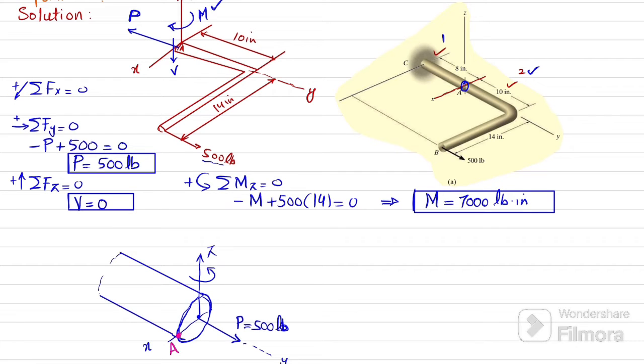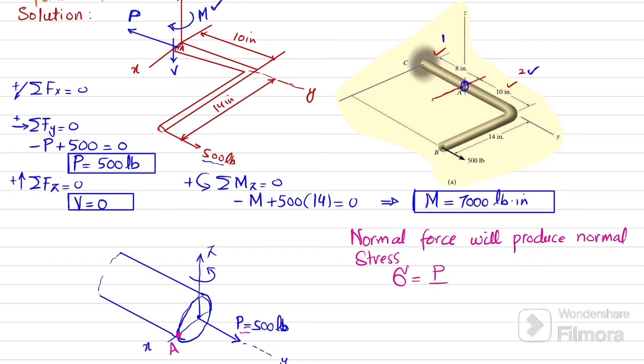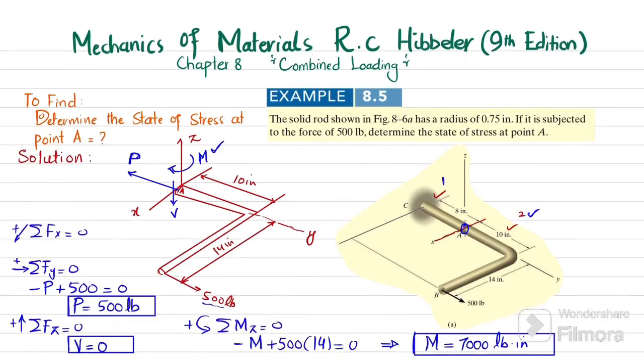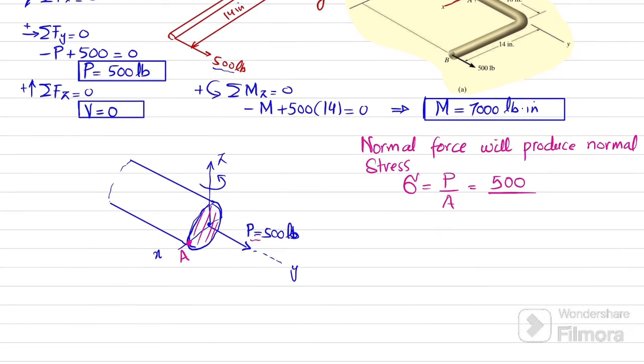So you can see due to this normal force, normal force will produce normal stress, which will be equal to sigma, and that is equal to P divided by cross-sectional area. So this will be a cross-sectional area. So P is 500 pound, and the radius of this rod is given as 0.75 inch. So its area is equal to pi r square. So pi multiplied by 0.75 square. So when you solve this, you will get normal stress equal to 283 psi. Or in kilo psi, we can write it 0.283 ksi. Ksi means kilo pound per square inch. Okay, so this is the normal stress due to normal force.